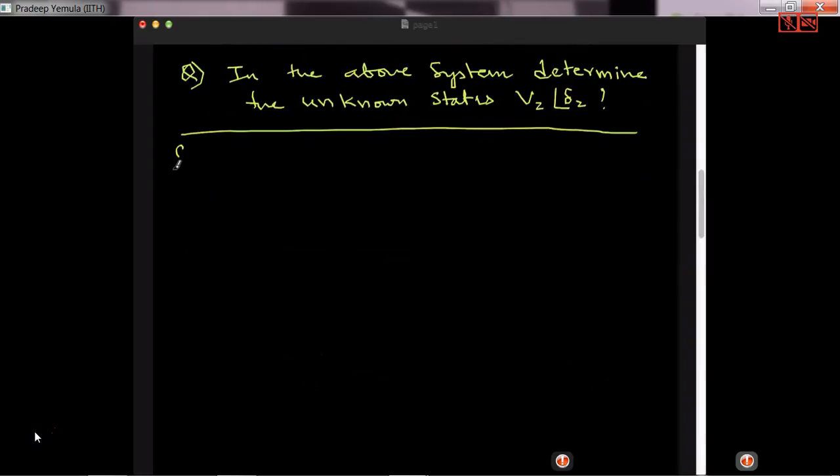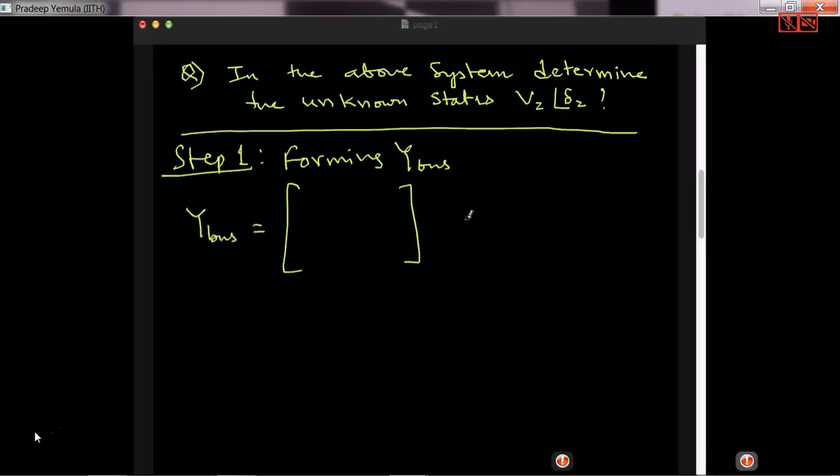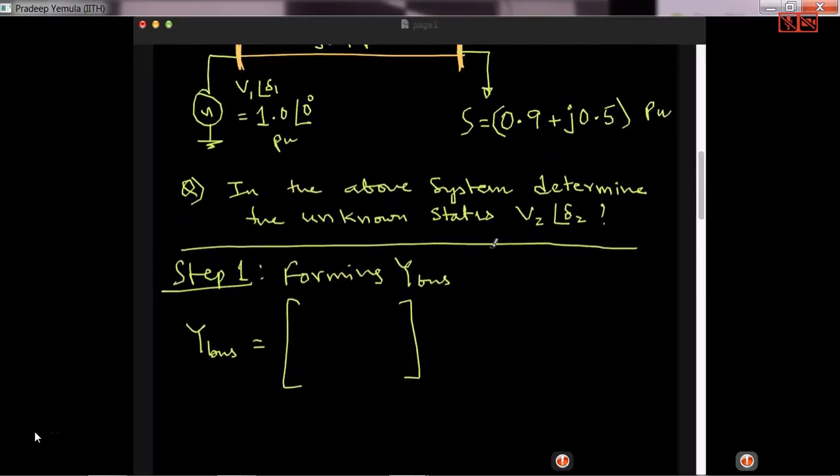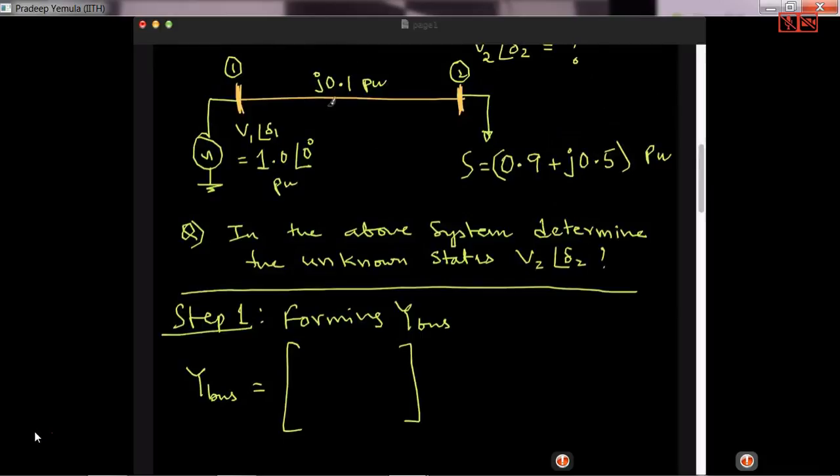Let's begin by forming Y bus. Y bus is nothing but the bus admittance matrix. We have already seen several times how to do this. Just look at the two bus system. There will be a 2 by 2 matrix, 2 rows and 2 columns.